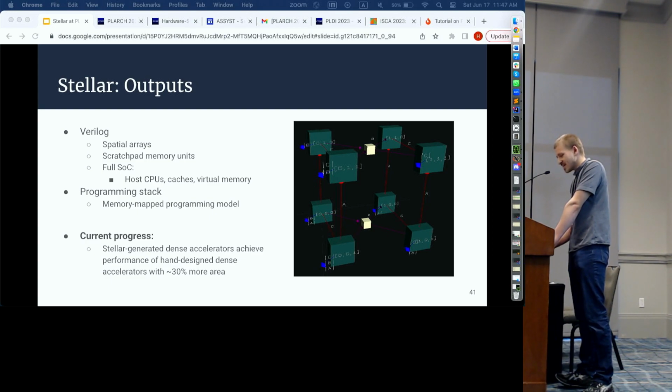So currently, dense accelerators that are generated using Stellar achieve about the same performance as hand-designed state-of-the-art accelerators from prior work, but they use about 30% more area, which we are currently optimizing down. The sparse accelerators that are generated are currently less efficient in terms of area and performance, but we are very quickly polishing and improving the RTL that's being generated. And we expect that within a few months, the sparse accelerators will also be competitive with hand-designed solutions.